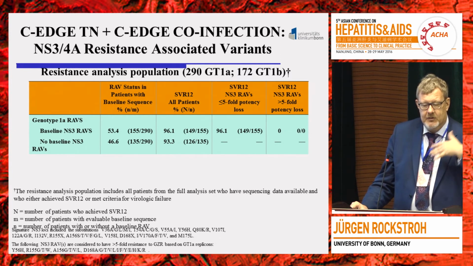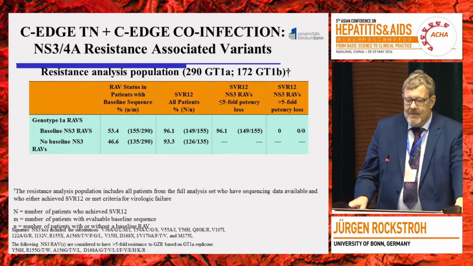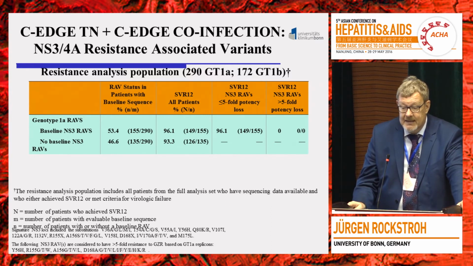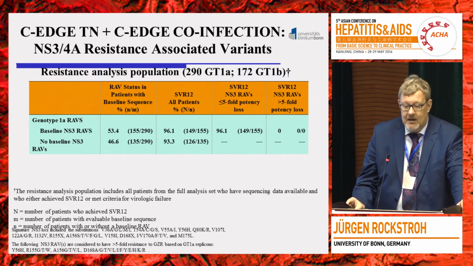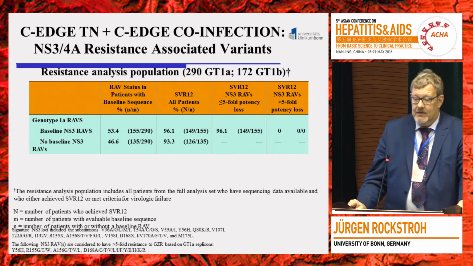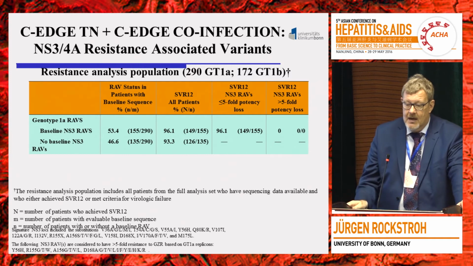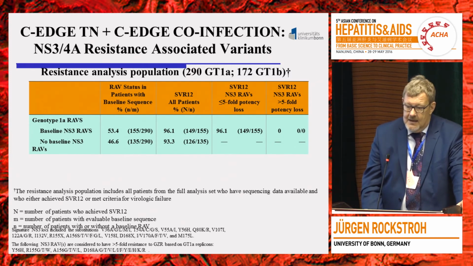Looking at the licensing trials in naive patients for the grazoprevir-elbasvir combination, they looked at NS3-4A resistance-associated variants, so these are the ones which would confer resistance to grazoprevir. If you look at the genotype 1A patients, you can see that RAVs were present in 53% of patients, but SVR rates remained high regardless whether mutations were present or not. And what the Merck company always does is they look at SVR rate in presence of NS3 RAVs with less than 5-fold potency loss to grazoprevir, and then they also look at a greater than 5-fold potency loss.